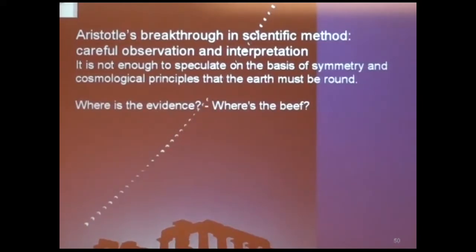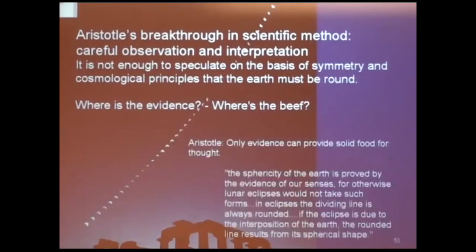In the old days, they had this commercial of this lady running around saying, where's the beef? Where's the beef? Okay? So Aristotle said, where's the beef? That the world is round. And he comes up with this beautiful statement in his work that the sphericity of the earth is proved by the evidence of the senses, because the lunar eclipses would not take on this form unless the earth was round.